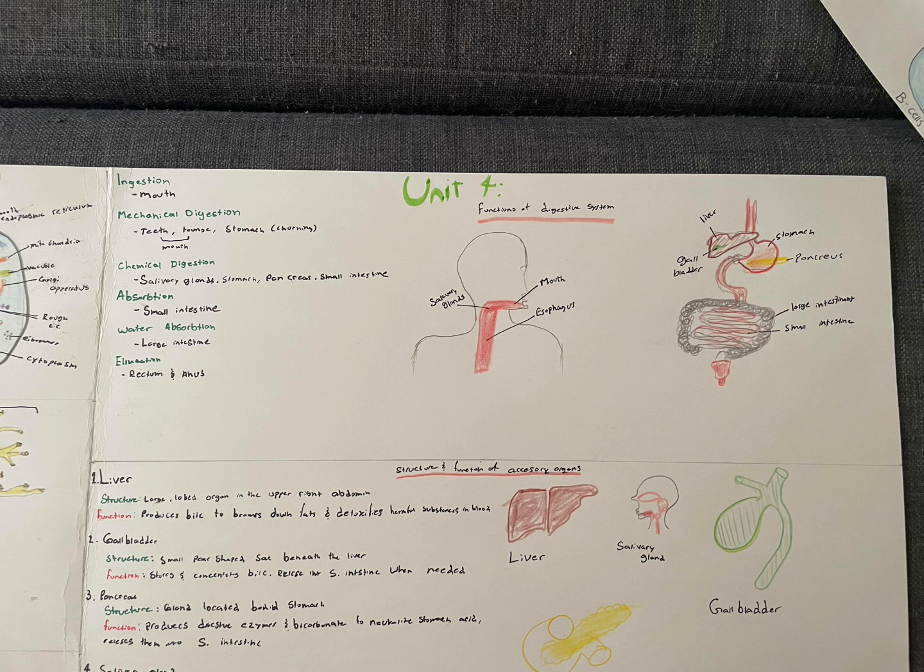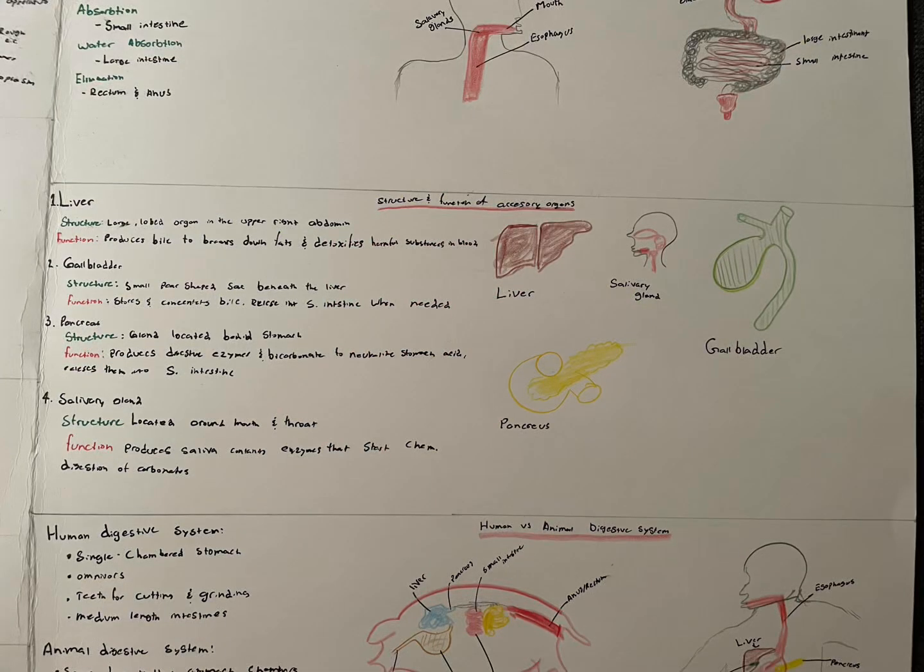Altogether, the digestive system maintains the body's internal balance by supplying nutrients and removing waste. It's a perfect example of homeostasis in action. Unit 4, Target 2. Describe the structure and function of the accessory organs of the digestive system.